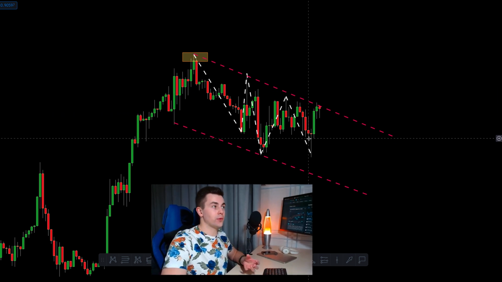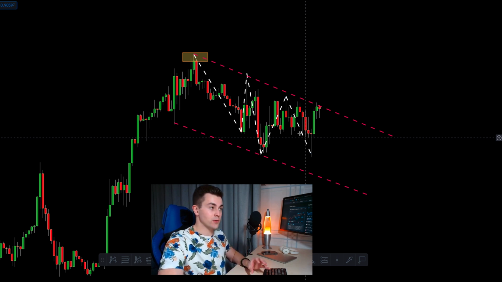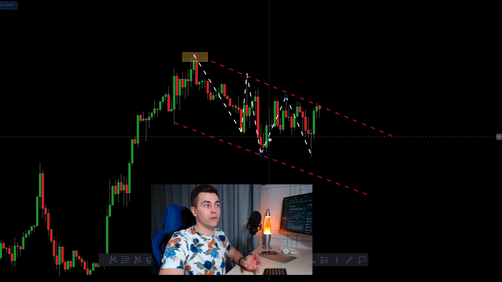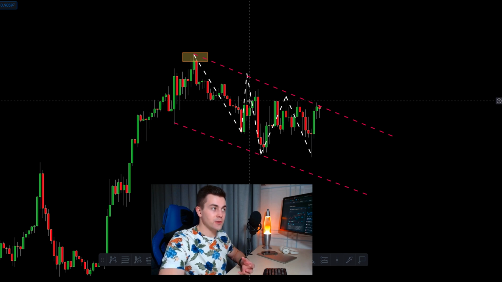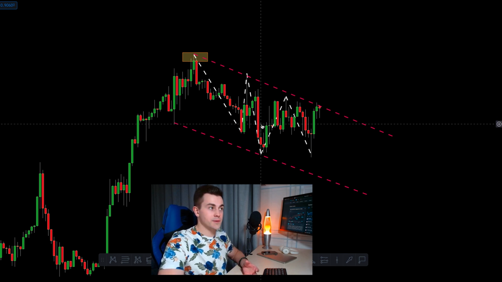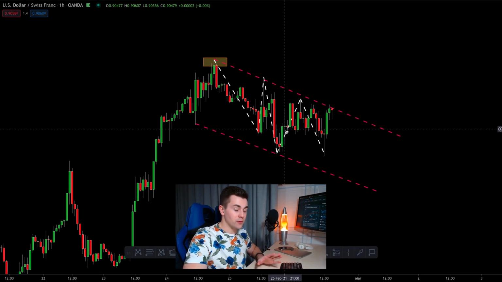Why is this falling parallel channel important for us? It signifies that locally the market is bearish. It signifies that currently on hourly, based on the intraday perspective, the market is bearish, and for now, bears dominate the market. But we remember that based on our daily time frame analysis, we expect a growth.